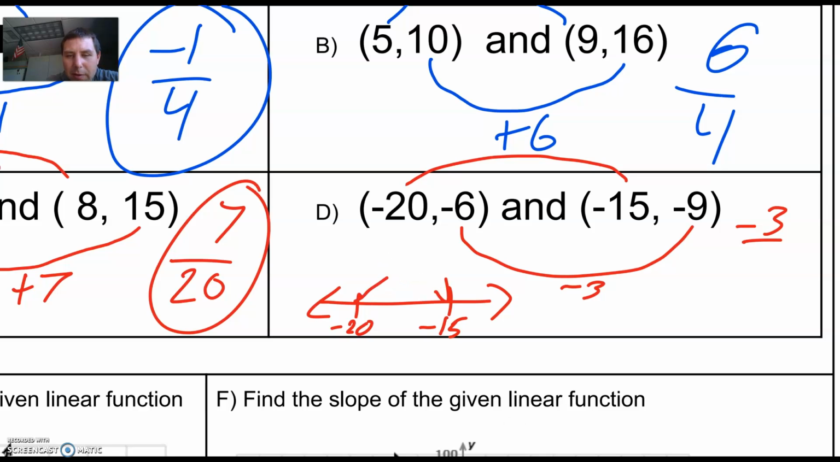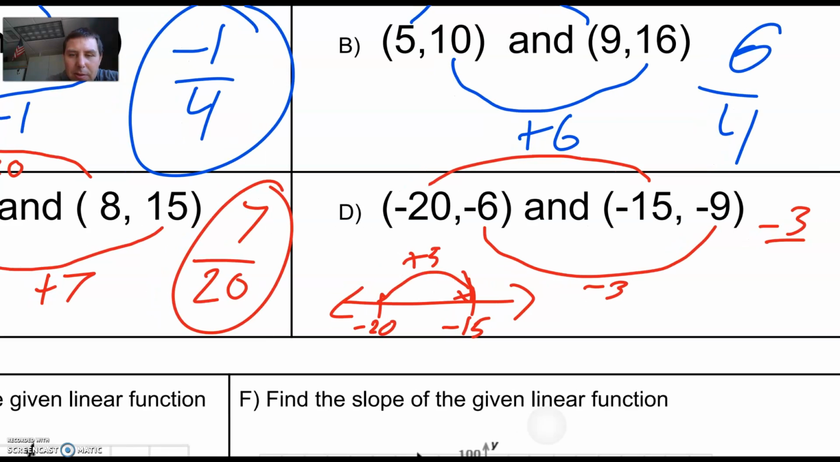Let me show it to you. I have to go right. How much? I have to go right 5. So right away, that's positive 5. Or in other words, I have a slope of down 3, right 5. And that right there is going to be my slope.